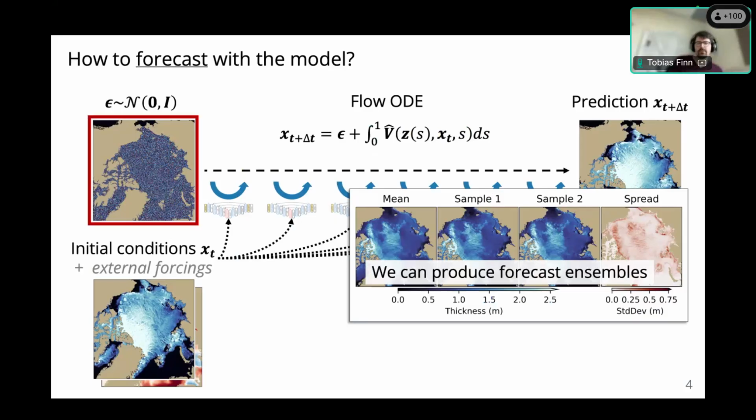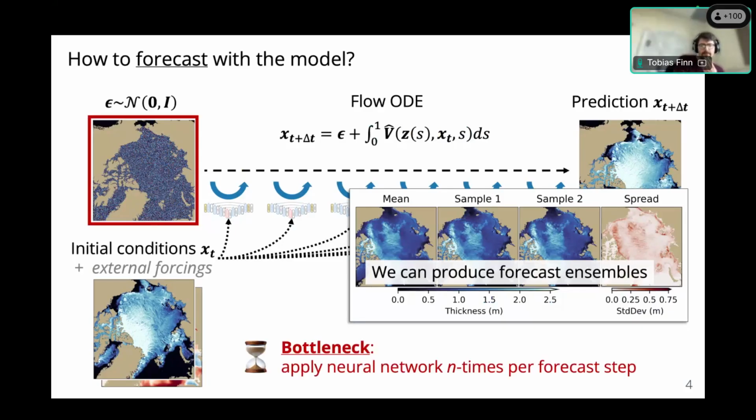So we can produce an ensemble mean, we can analyze different samples, we can analyze this ensemble spread, and so on and so on. So this is pretty neat. However, there is an issue, because if we compare this to a classical deterministic neural network, which just takes, let's say, the initial conditions and makes a prediction for in 12 hours, we see that we have to apply the neural network n times. So meaning it is actually n-1 times more expensive than a deterministic neural network.